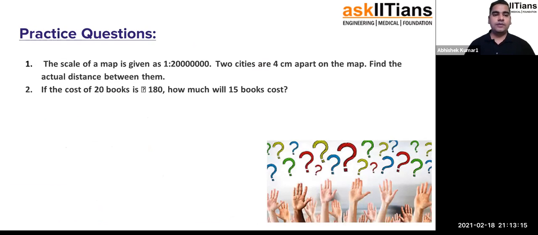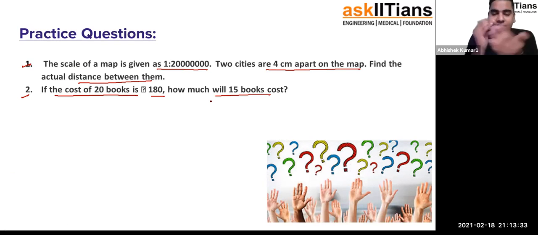So these two problems you guys have to do as homework. Problem one, the scale of a map is given as this. Two cities are this far apart. All right. You have to decode, guys, what is given. Problem two: if the cost of 20 books is rupees 180, how much will 15 books cost?